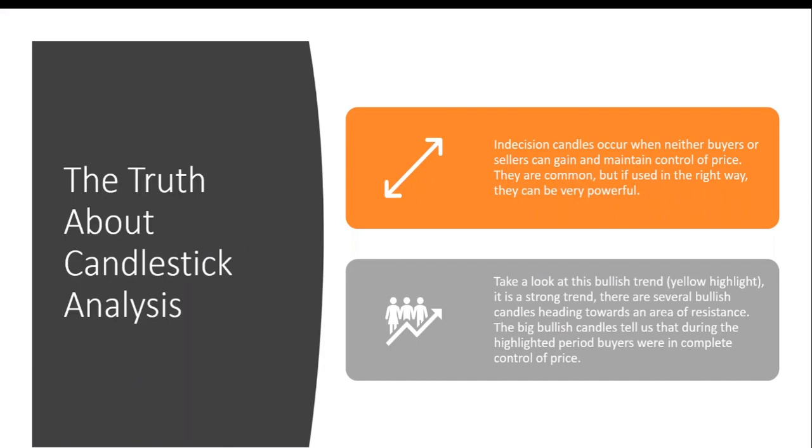So what we might look for is indecision candles. Indecision candles occur when neither the buyers or sellers can gain and maintain control of price. They are common, but used in the right way, they can be very powerful. So what we're looking for is these indecision candles as we get closer to the apex of the triangle. So let me pop up the chart again here.